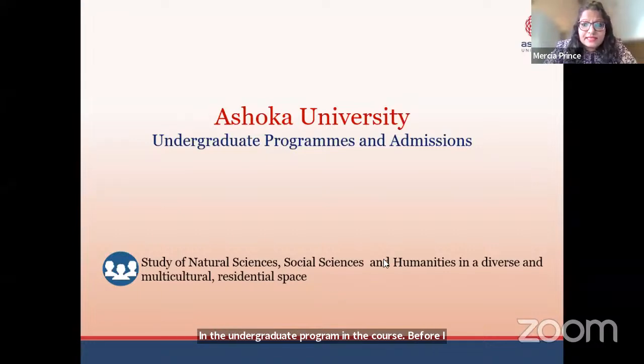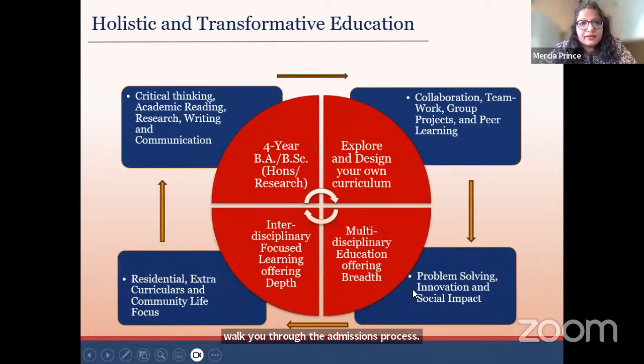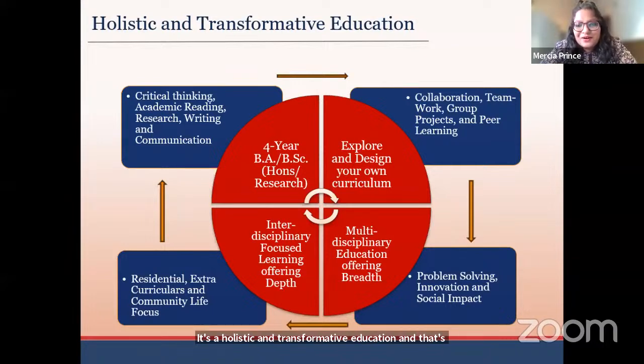So what can you really expect in the Ashoka education? It's a holistic and transformative education, and that's what we're hoping you will take from this education should you find yourself at Ashoka. Primarily, the way the education is designed, it's a 4-year BA or BSc honors, and it has a research component. If you stay for the 4 years, there is an option to exit at 3 years, and we can take some questions on that later. This is based on the National Education Policy that has come out recently. So it's a 4-year program.